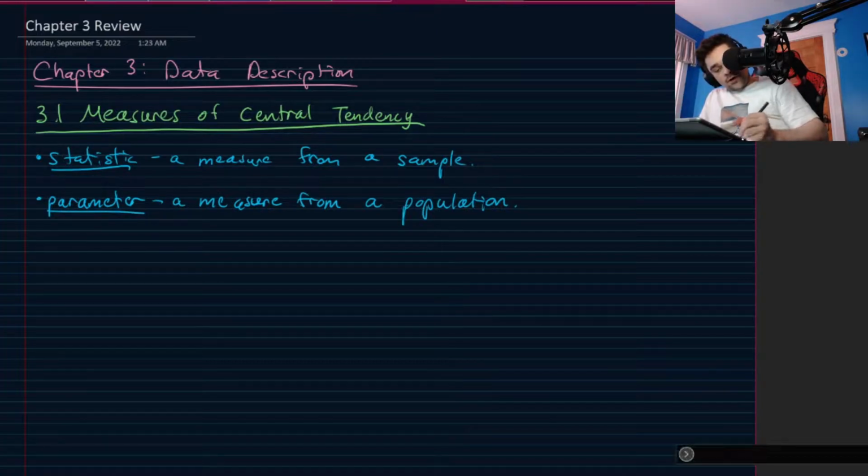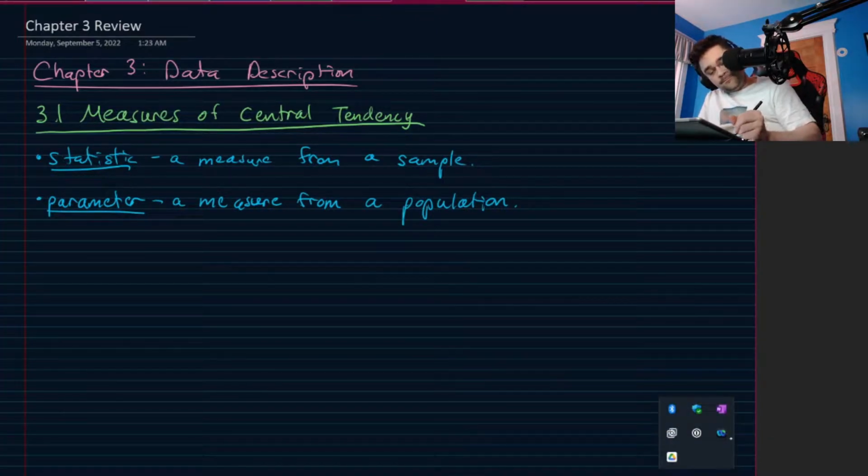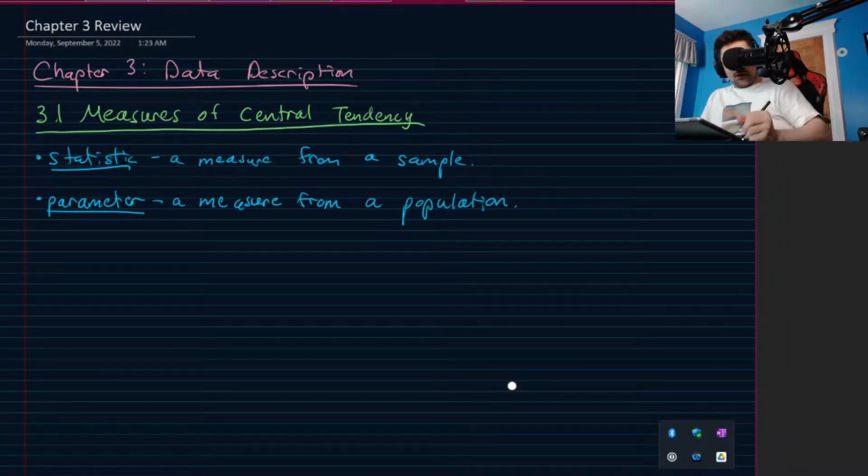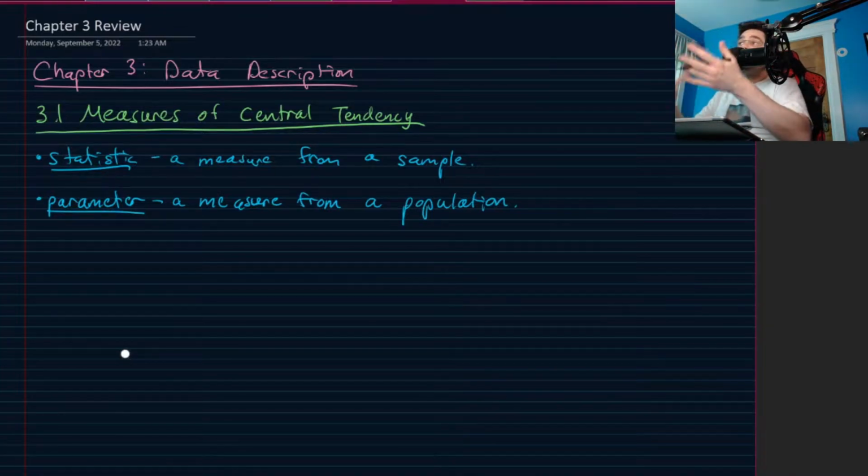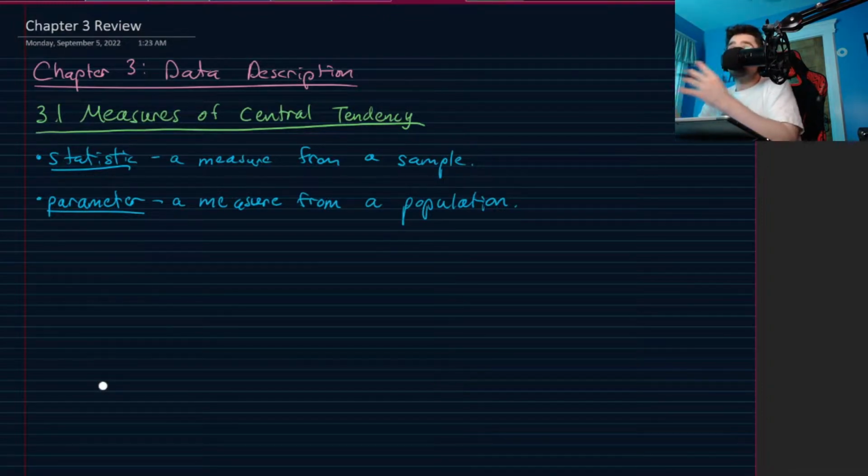And remember, the population is like the whole group being studied, every single person in the group, whereas a sample is a specific number from that group, minus one. It just can't be the whole population.